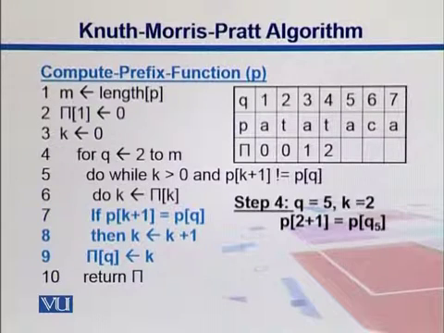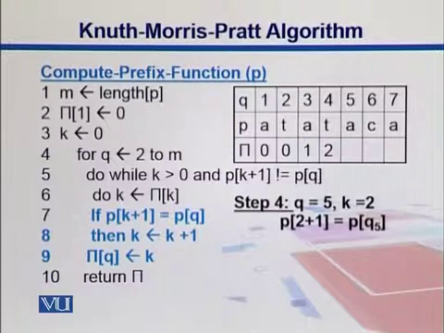Now we move to the fourth step. So here we have Q equal to 5, and K in the previous step was 2. So we will use that value, and now we will compare K plus 1, which is actually 2 plus 1. So P of 3, we have an A over here, and that will be compared with P of Q, which is P of 5. So do they match? What about conditions 5 and 6? K was greater than 0. Yes, we will go there and check first.